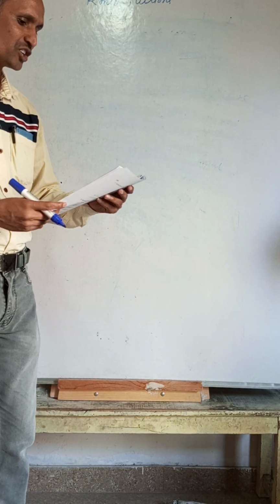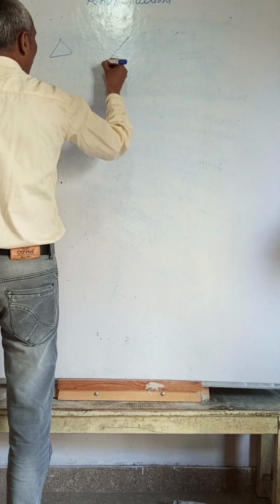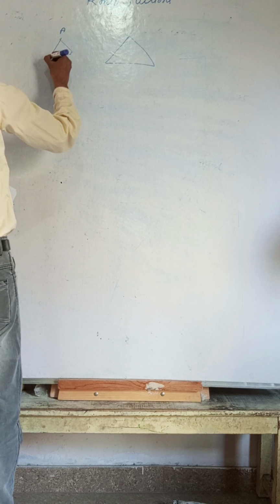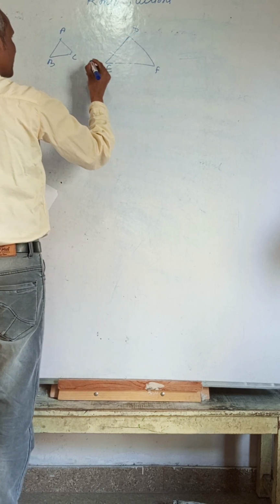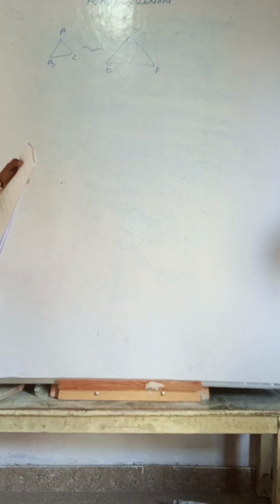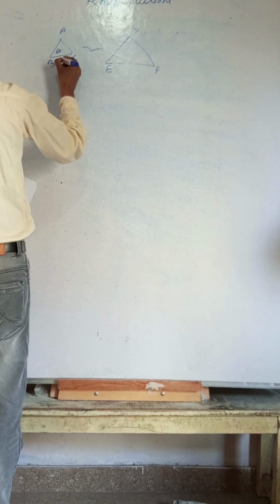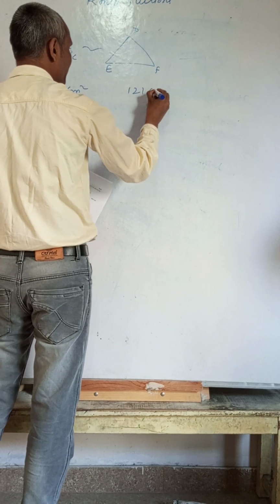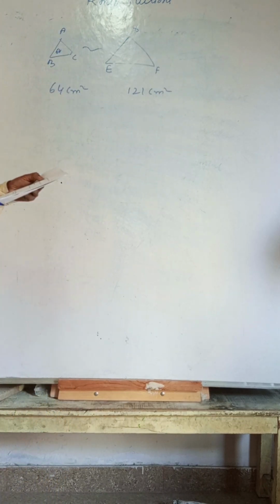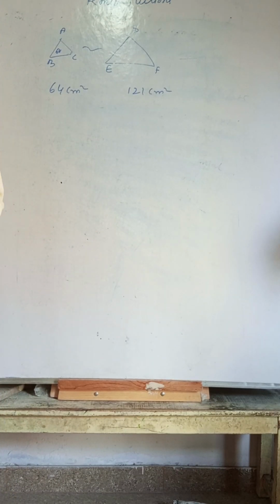If the ratio of the areas of two similar triangles is given. Two triangles are there, ABC and DEF. The two triangles are similar. This triangle's area is 64 centimeter square, and this area is 121 centimeter square. Then find the ratio of their corresponding sides. What will the ratio be?